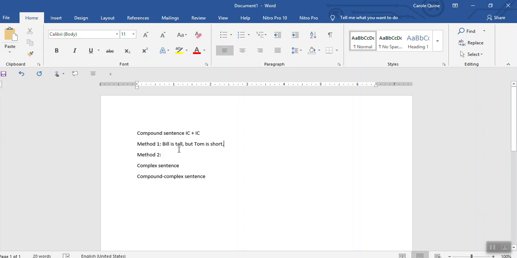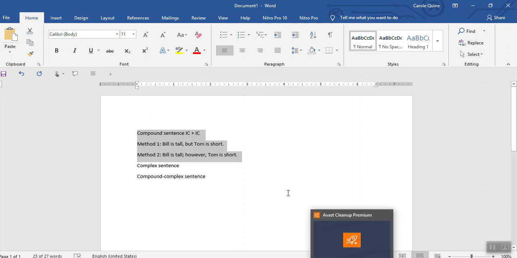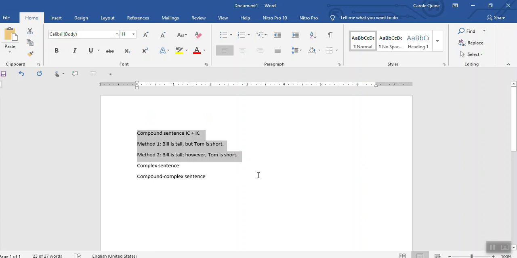Bill is tall, but Tom is short. Comma, but would be the fanboy used here. So that's the way you would do a method 1. The method 2 version of that would be, right? Because with method 2, you're using a semicolon, a conjunctive adverb, and a comma. Okay, so that's two examples of compound sentences, method 1 and method 2. So if you need to know more, go back and watch that webinar on my YouTube channel. Okay, so that's compound sentence.